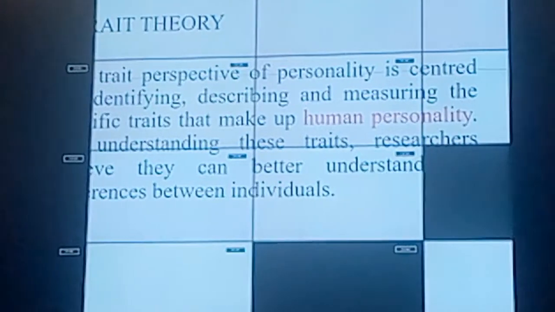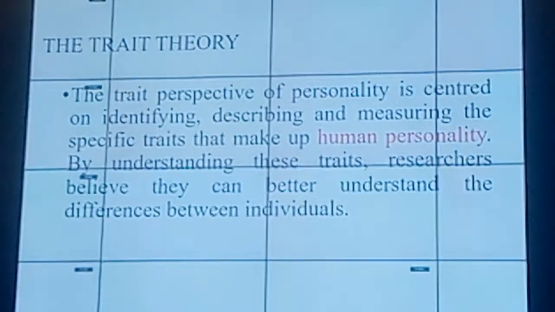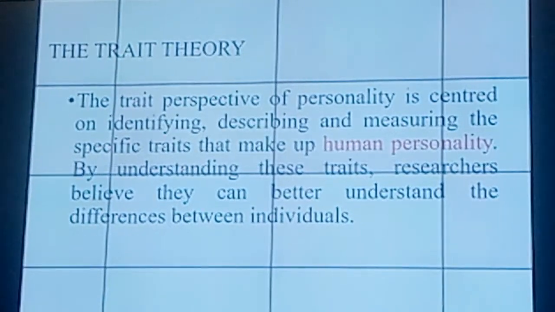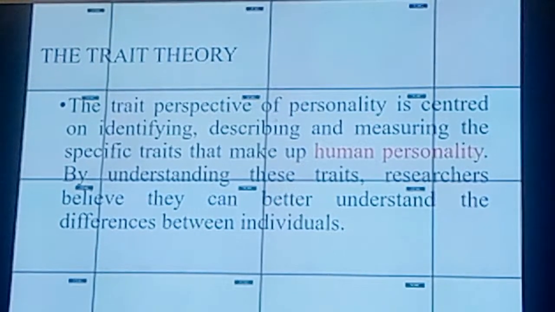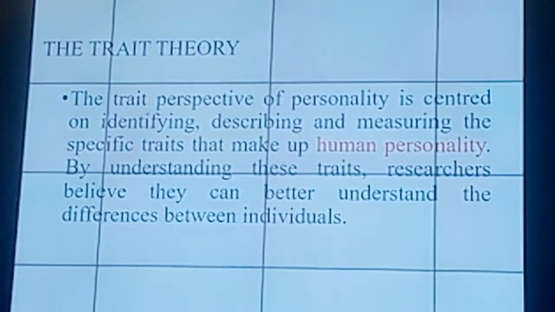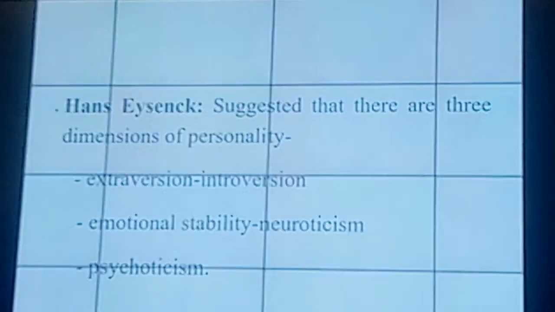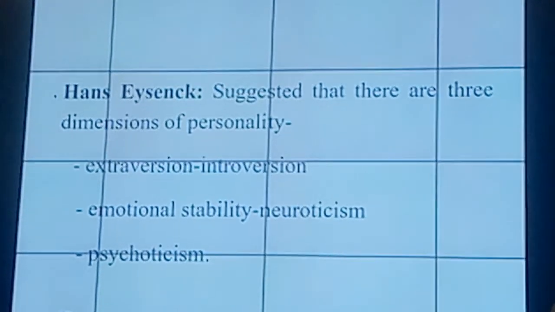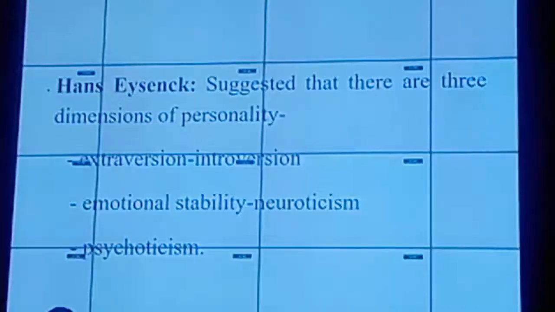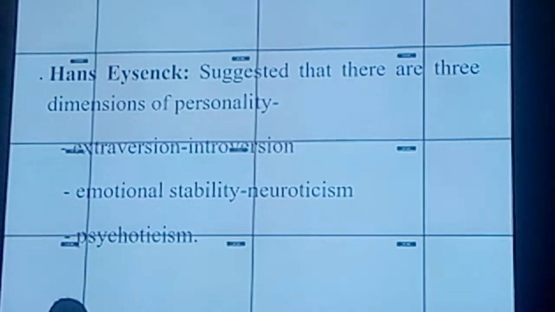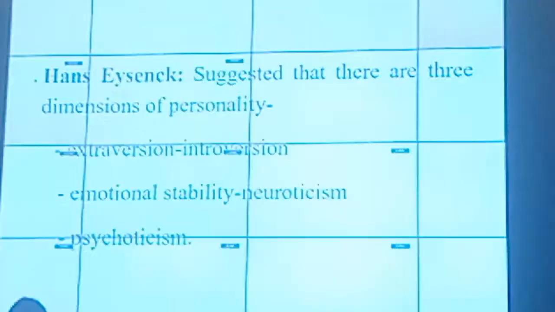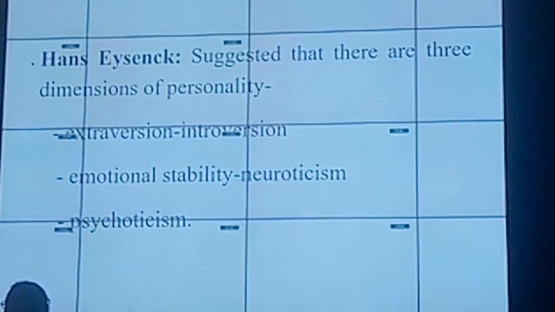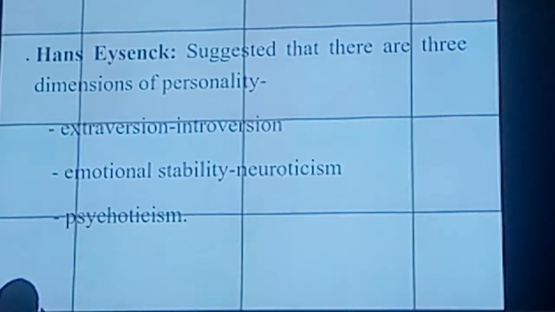So the trait theory, the trait perspective of personality, is centered on identifying, describing, and measuring the specific traits that make up human personality. They are actually there just to identify what type of traits you are carrying, and believe that they can better understand the differences between individuals. So Eysenck suggests that there are 3 dimensions of personality. We talked about extroversion. This is another group who talked about extraversion and introversion, and emotional instability and neuroticism, whereby you find people who are full of fear. There are individuals who are just like that. They are born like that. And psychoticism. These are the people who are prone to suffer from maybe psychosis and such kinds of illnesses.